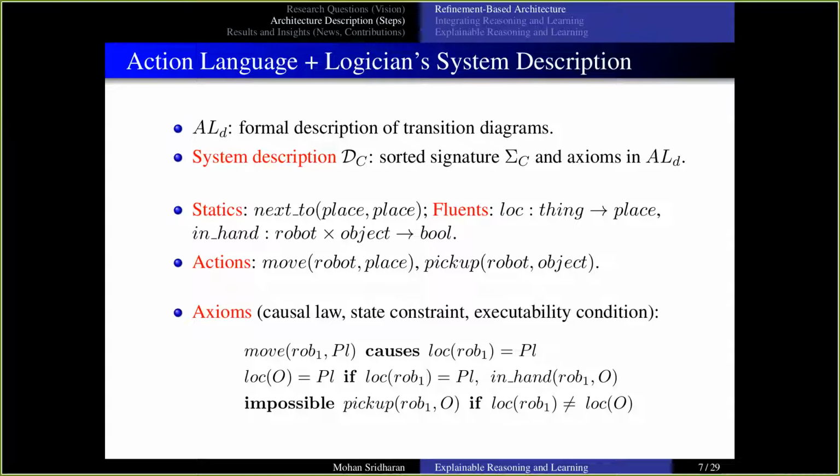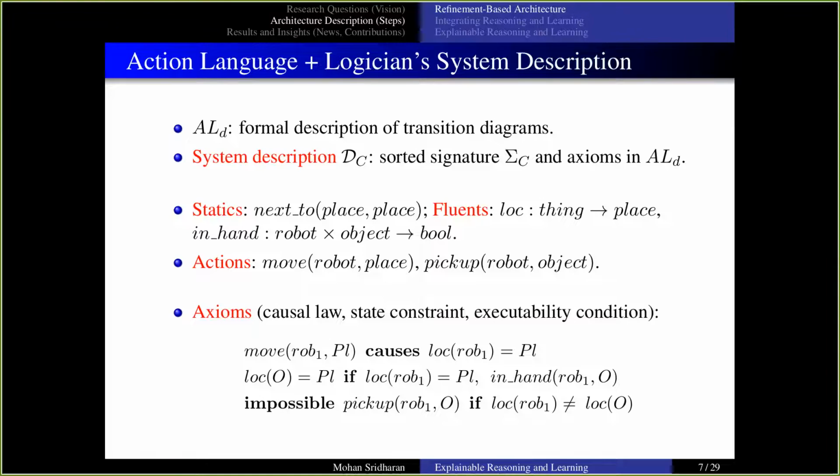So the axioms here are, because we use ALD, it allowed three types of them: causal laws, state constraints, and executability conditions. So for instance, you could say that if a robot rob1 moves to a particular place, or it executes that action, at the end of this action, it causes the location of the robot to be that place. The second one basically says that if a robot has an object in hand, then the robot and the object have to be in the same place. It's a constraint. The third one basically says if the object and the robot are not in the same location, the robot can't pick it up, right? So that's your executability condition.